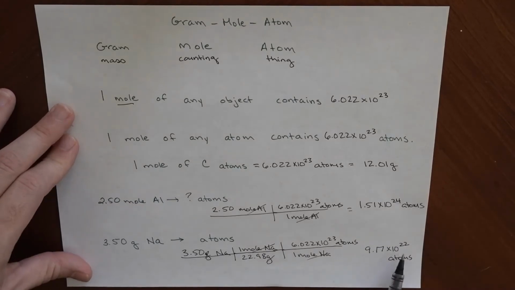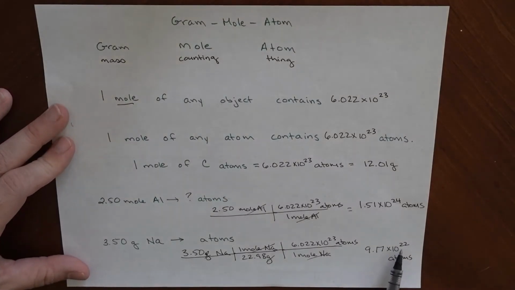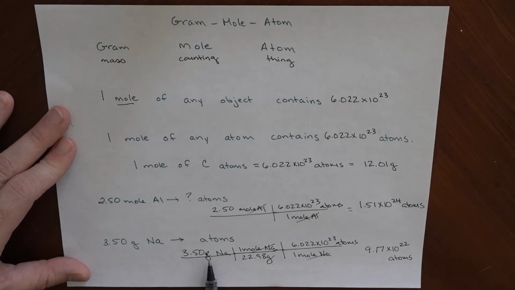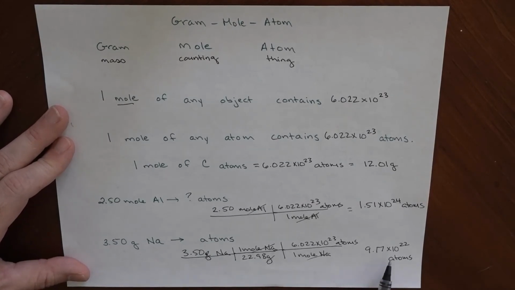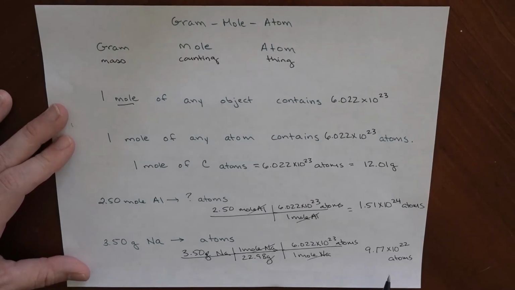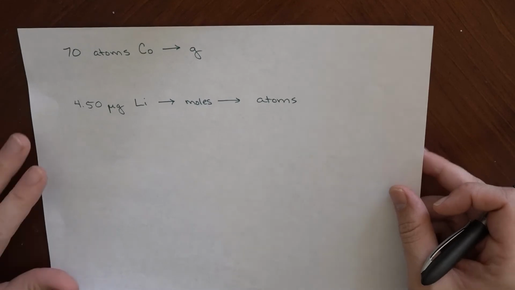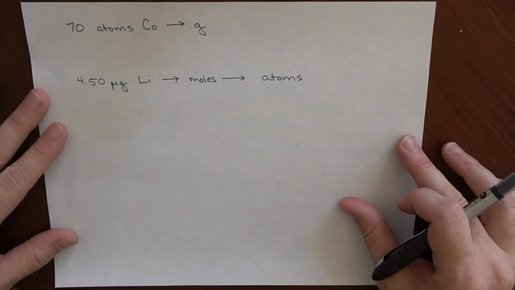Okay, this is a huge number, but it is smaller than Avogadro's number, and that makes sense because the number of grams I have is less than 1 mole of sodium, which would weigh 22 grams. I only have 3.5, so that means the number I get back should be less than Avogadro's number. Now, we can make these a little more complicated. This isn't too much more complicated, but this is a common thing you might see.